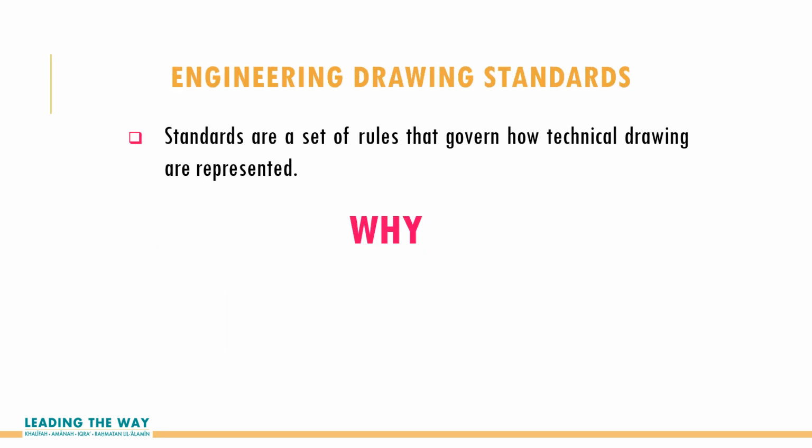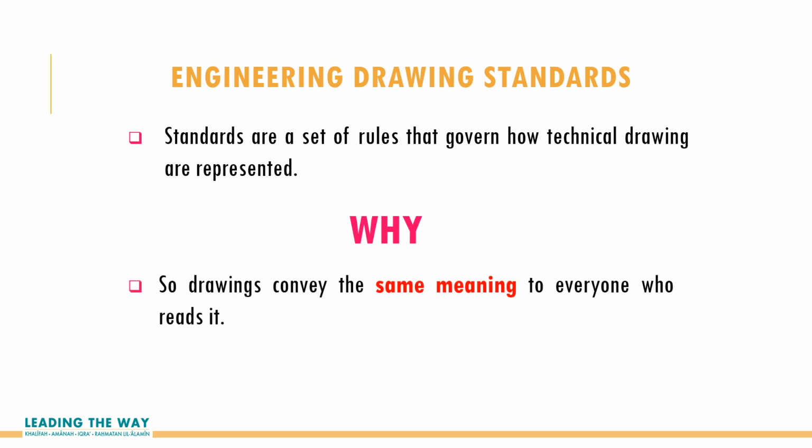So engineering drawing has certain standards. A standard is used as a rule so that it can govern how technical drawings are represented. So why do we need this engineering drawing standard? It is easy. It is because we want to convey the same meaning to everyone. So when we use one standard, one language, everyone will understand. So that's the meaning of the drawing standard.